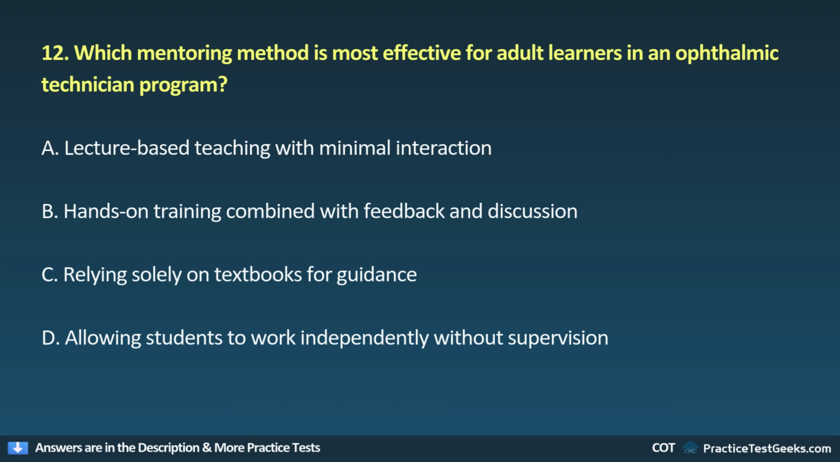12. Which mentoring method is most effective for adult learners in an ophthalmic technician program? A. Lecture-based teaching with minimal interaction. B. Hands-on training combined with feedback and discussion. C. Relying solely on textbooks for guidance. D. Allowing students to work independently without supervision.